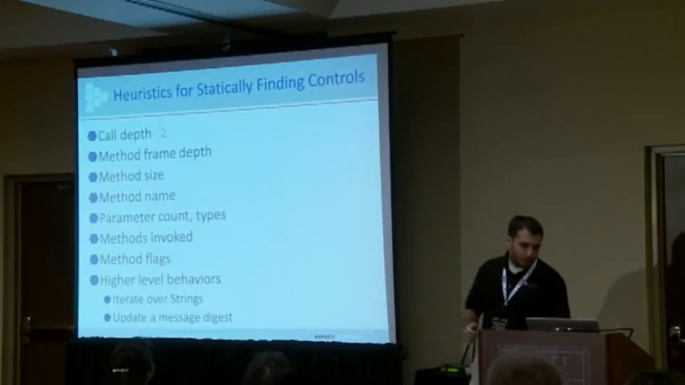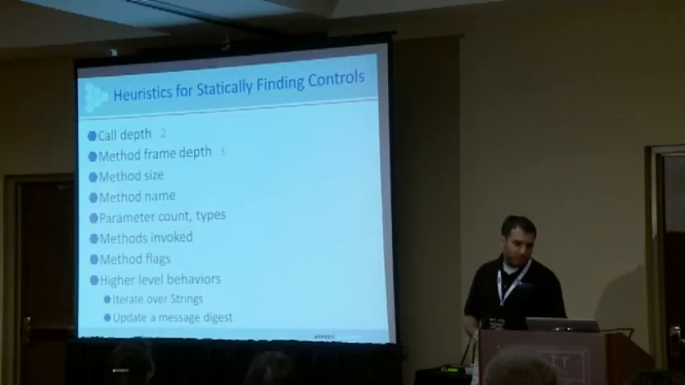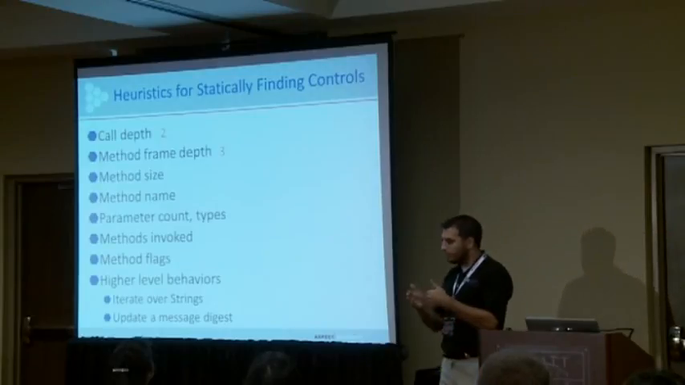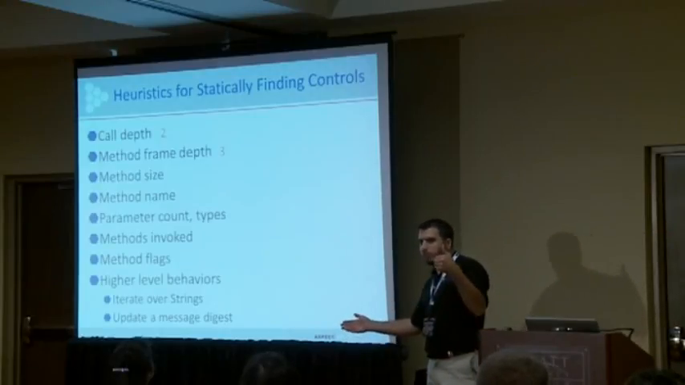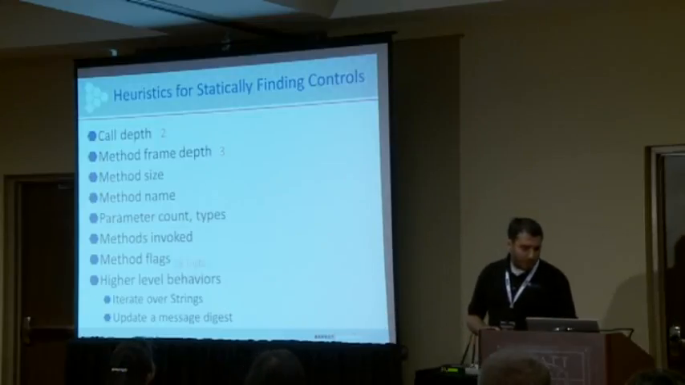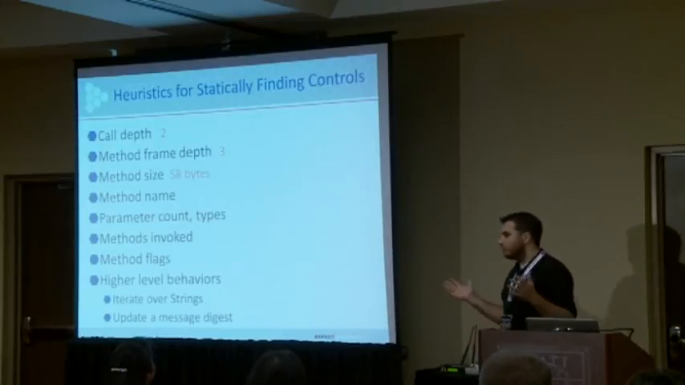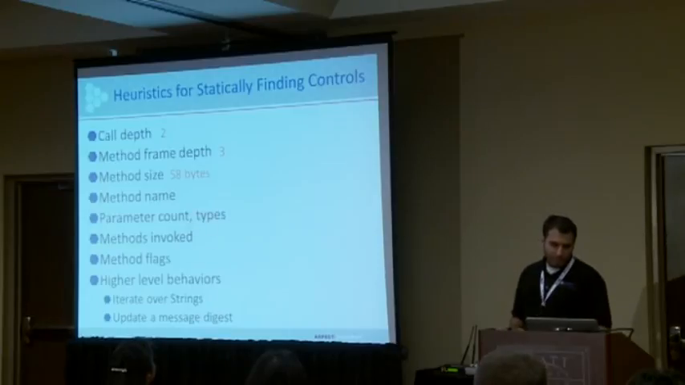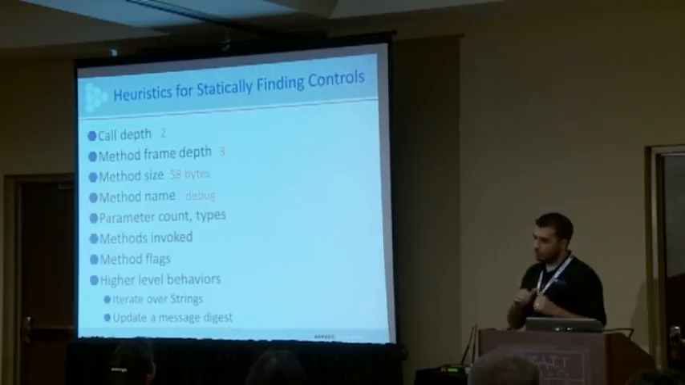So let's look at the frame depth. The frame depth of this method is 3, which means it's not a very deeply nested function. It's not super complicated, not a lot of logic and loops and stuff. The method size, 58 bytes, relatively small. The method name, debug. You know, maybe that means something to the heuristics that we're building.